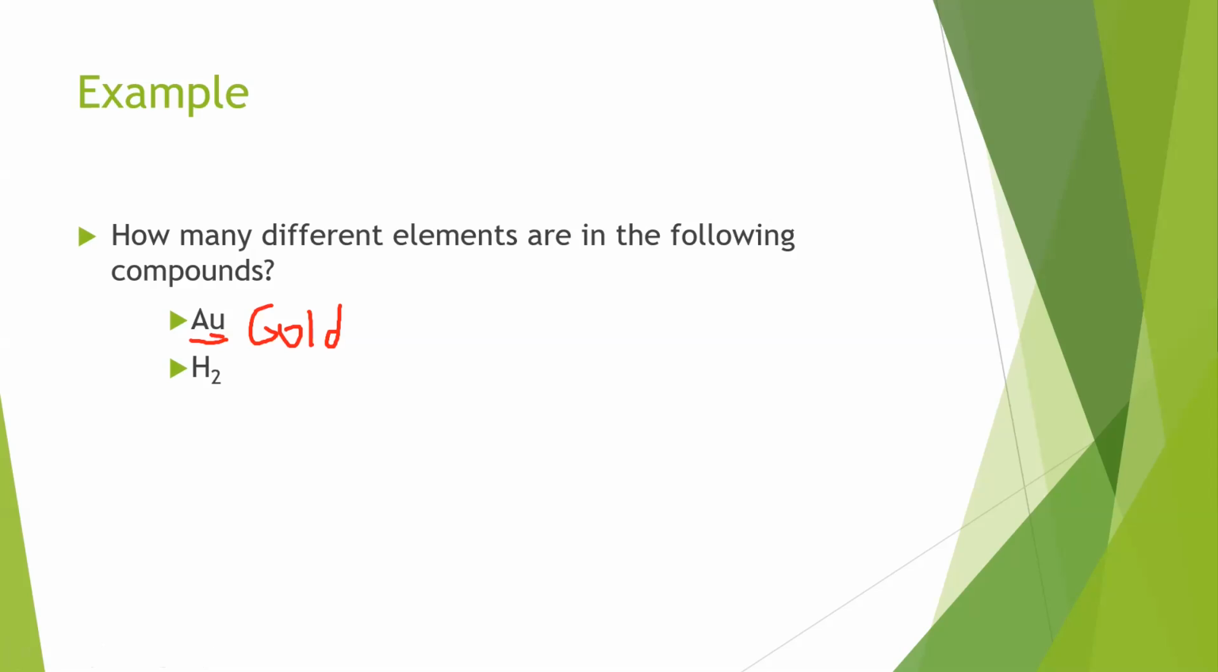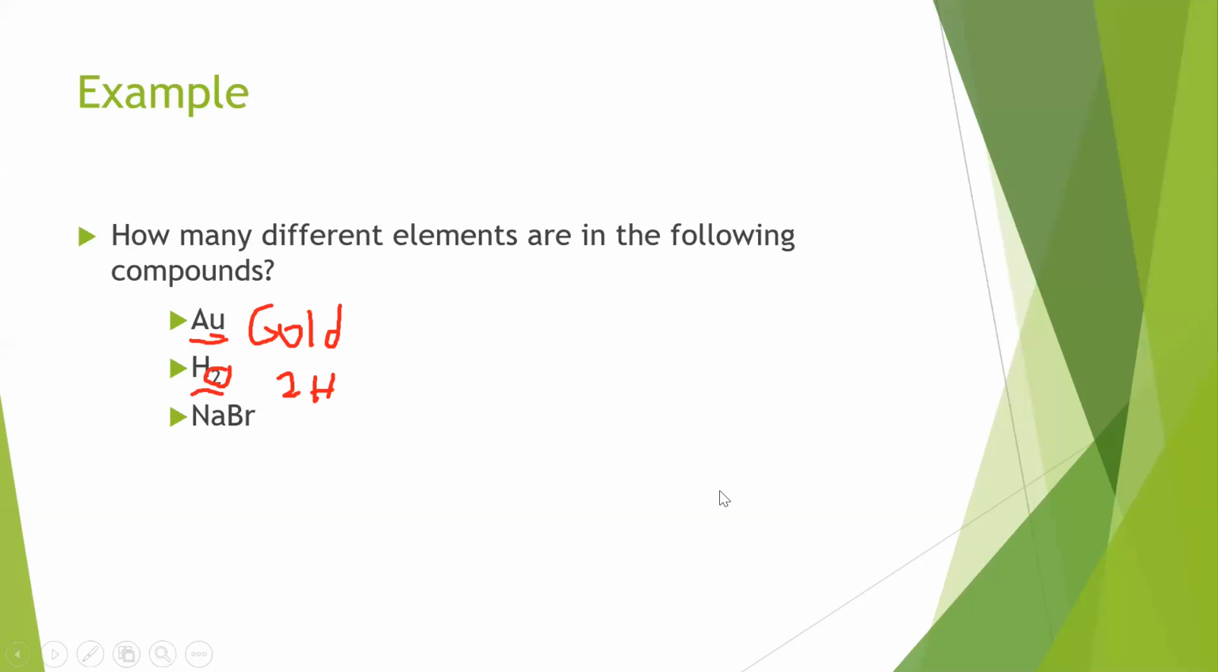I see a lot of people have the right answer. And it is 1 again. So the only atom left is hydrogen. This 2, remember, it means in one molecule of H2, there's going to be 2 hydrogen atoms, but there's only one distinct type of element. So that's why it's 1 still.